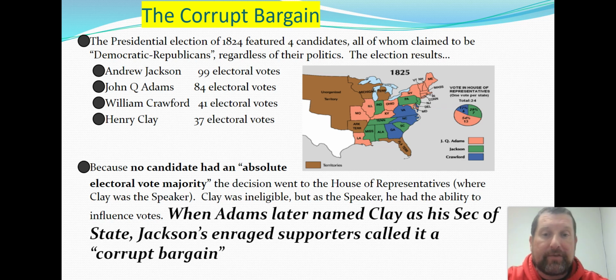What happens in 1824 that's even more interesting is that Henry Clay was ineligible to be considered for president at this point, but he is the Speaker of the House. And it turns out that John Quincy Adams wins the House of Representatives election and becomes the next president. He immediately turns around and names Henry Clay as his Secretary of State. And so Jackson's supporters are enraged. They call fraud. They call fake news. They call all these other things.